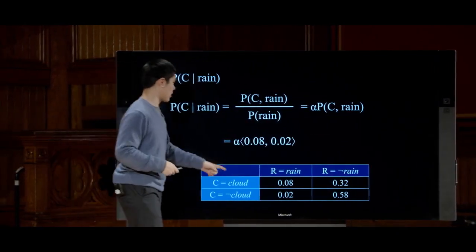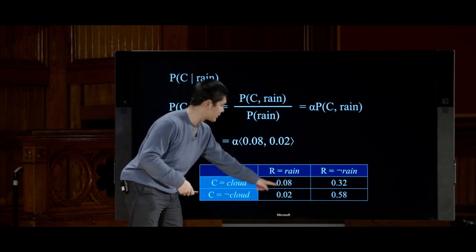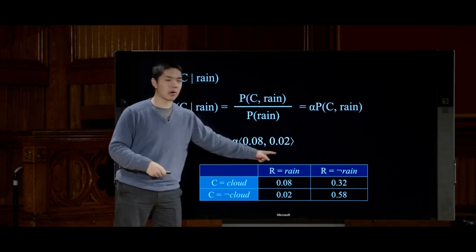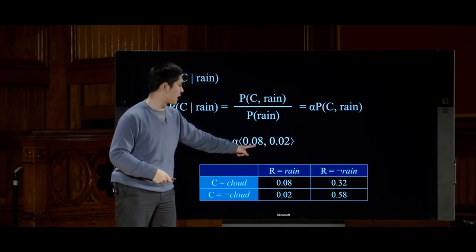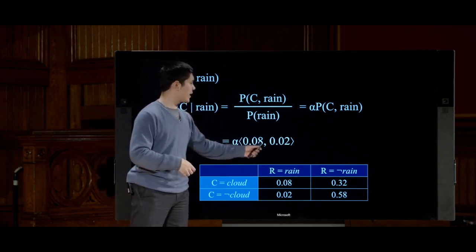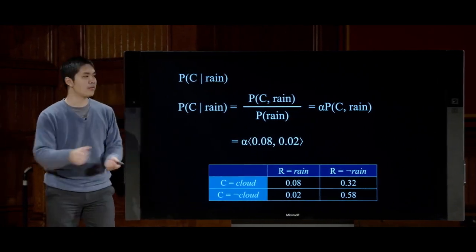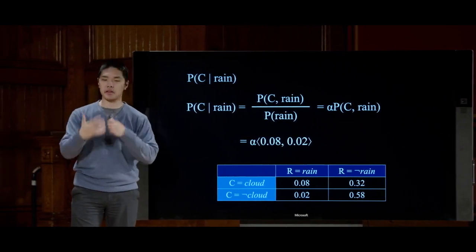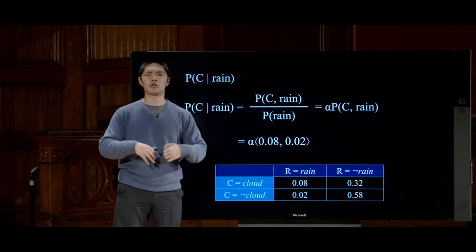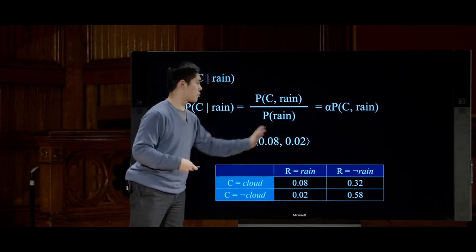And how do we figure this out? This is going to be the probability that it is cloudy and rainy, which is 0.08, and the probability that it's not cloudy and rainy, which is 0.02. So we get alpha times this probability distribution: 0.08 is clouds and rain, 0.02 is not cloudy and rain. But of course, 0.08 and 0.02 don't sum up to 1. And we know that in a probability distribution, if you consider all of the possible values, they must sum up to a probability of 1. So we just need to figure out some constant to normalize these values, something we can multiply or divide by so that all these probabilities sum up to 1.